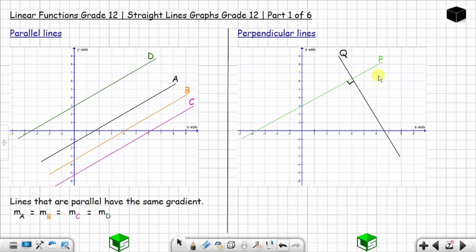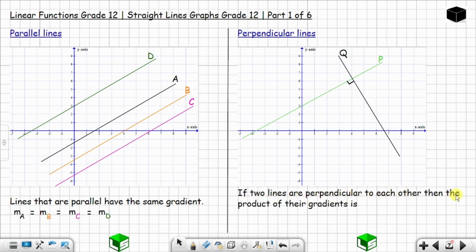Because they are cutting each other at 90 degrees, that means that the two lines are perpendicular to each other. If two lines are perpendicular to each other, then the product of their gradients, or the product of their slopes, is equal to -1. You should take the gradient of this line times the gradient of this line. This is going to give you -1 because they are perpendicular to each other. So the gradient of the line P times the gradient of the line Q is equal to -1 because the two lines are perpendicular to each other.